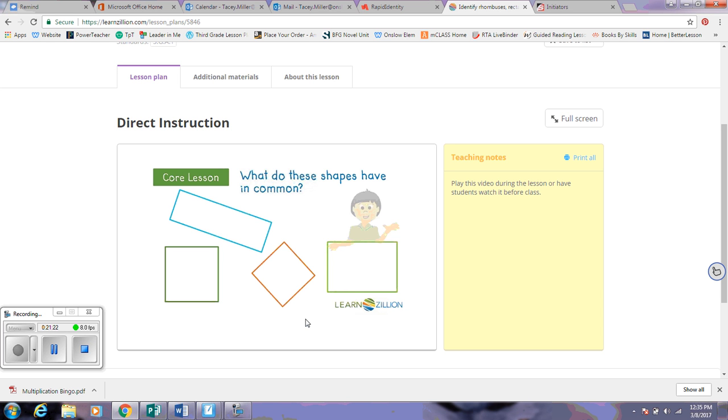They all together have 4 sides. Okay, so yep, they all have 4 sides. Anything else that they all have in common, Corbin? Okay, so all of those shapes have parallel lines.